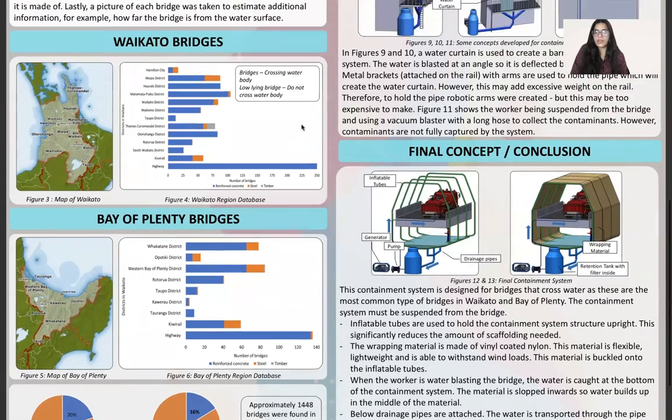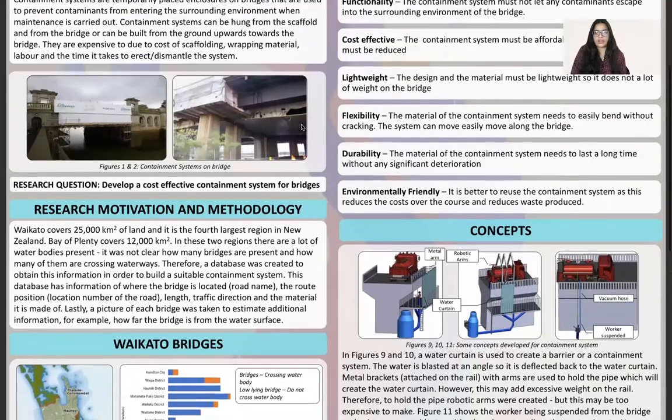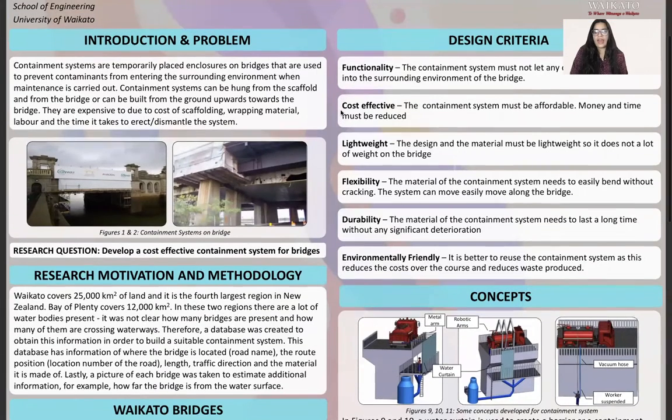So to develop these containment systems, I had a design criteria. It had to be functional. It needs to contain these contaminants, be cost-effective, lightweight, and flexible. Can it easily move along the bridge, and is the material easily bent without cracking? It had to be durable, and it had to be environmentally friendly.